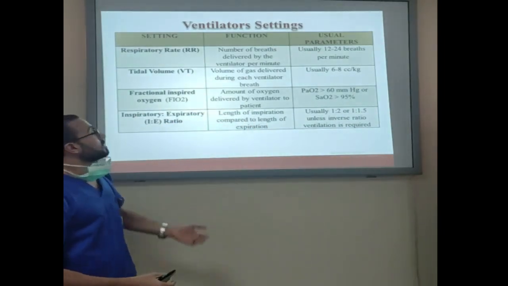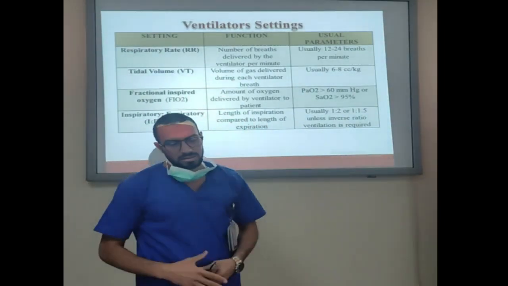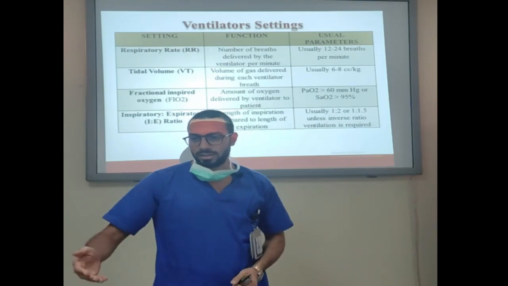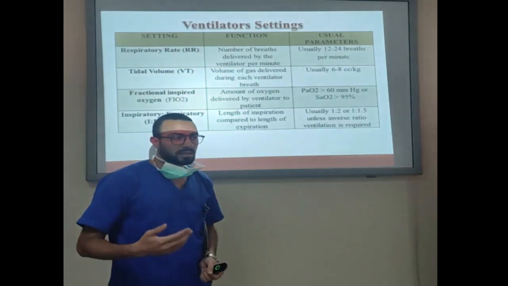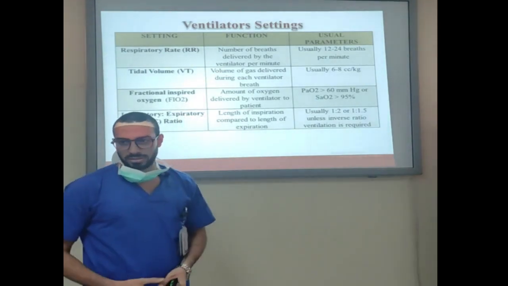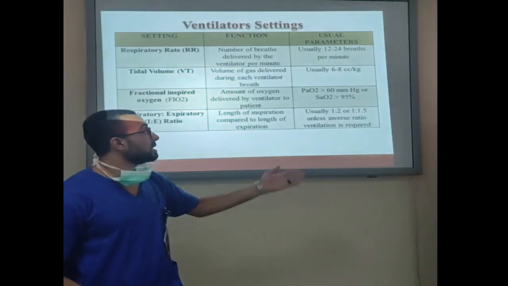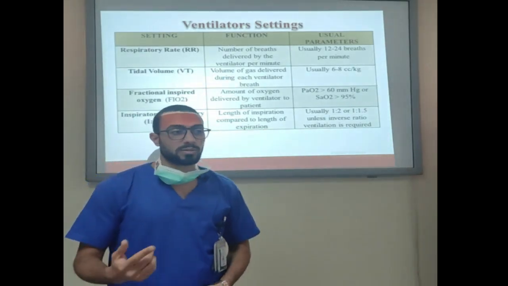So the first one is the respiratory rate. It's very easy. It's how many breaths the patient will take in 1 minute. You can set it between 12 to 24 according to the case of the patient.